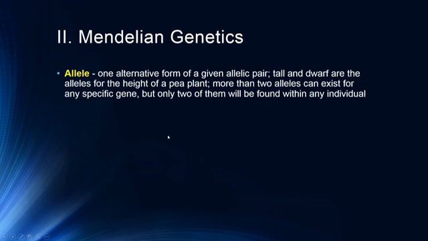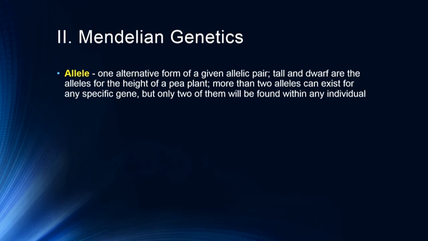So what Gregor Mendel discovered is that an allele is one alternative form of a given allelic pair. So, for example, tall and dwarf are the alleles for the height of a pea plant. More than two alleles can exist for any specific gene, but only two of them will be found within any individual.